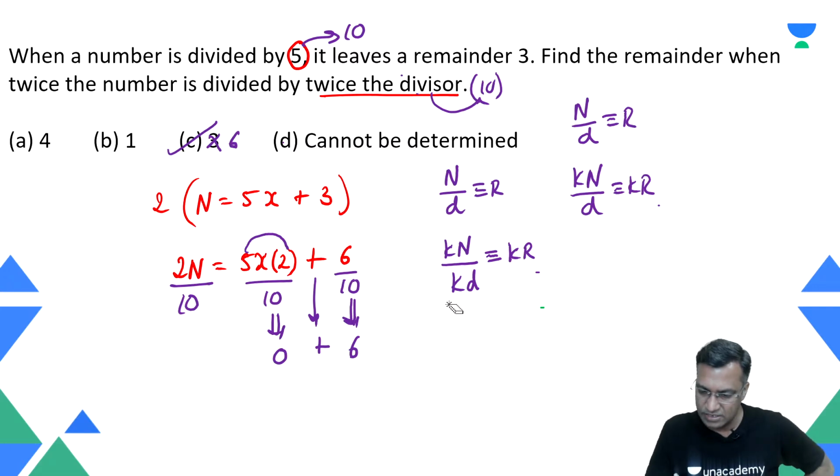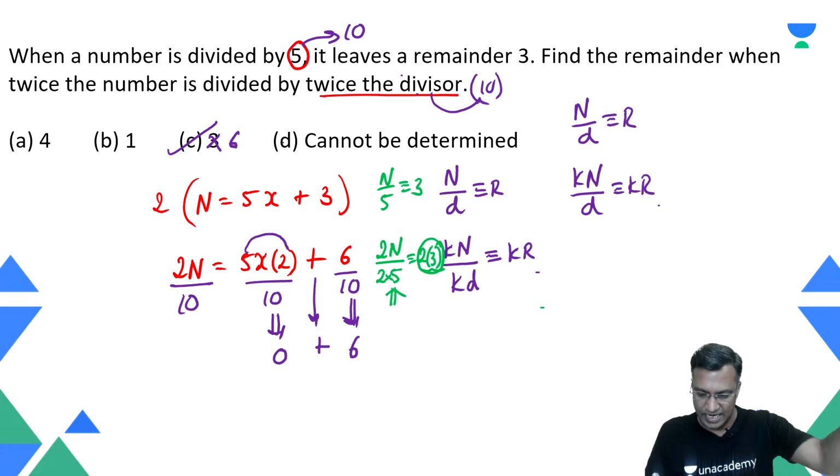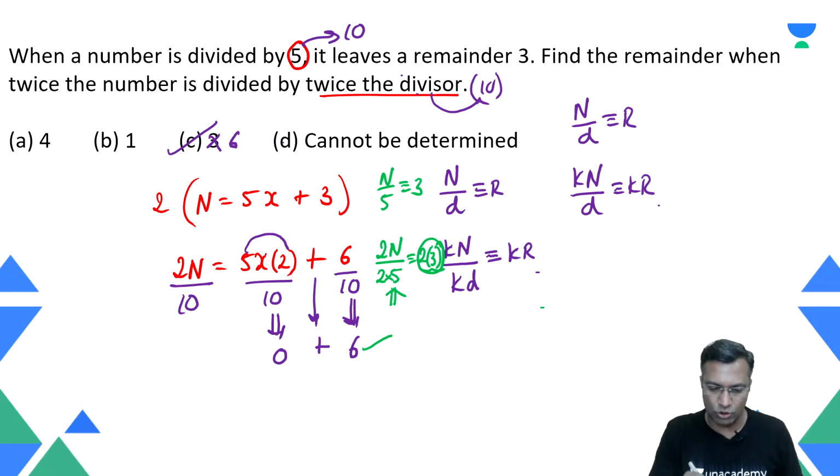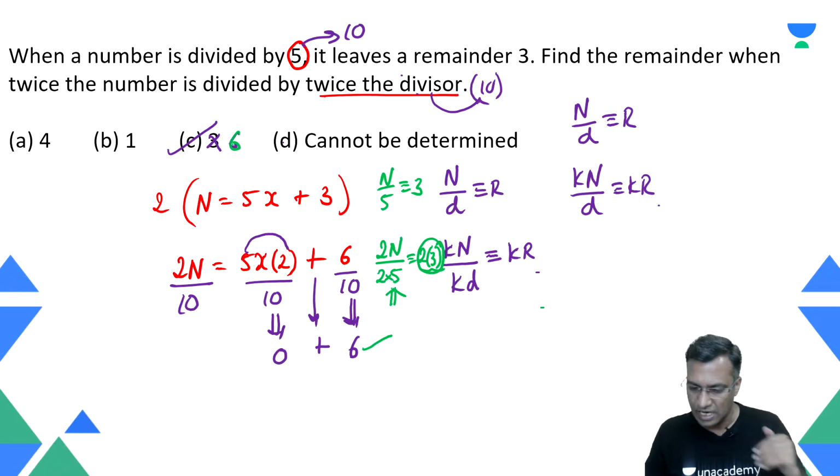Take an example. Let's take the same example here. When the number is divided by 5, it leaves a remainder of 3. When 2 times the number is divided by 2 times the divisor, that is 2 times 5, the remainder has to be 2 times the earlier remainder, which is 6. Is this 6 less than this 10? The answer is yes, this 6 is less than 10, which becomes the answer for this particular question. Change one of the answer options to 6, which becomes this.